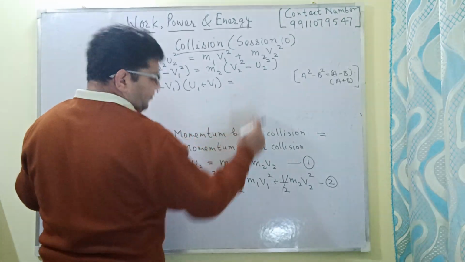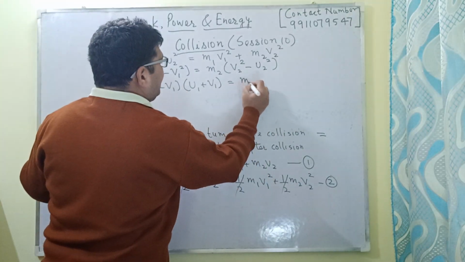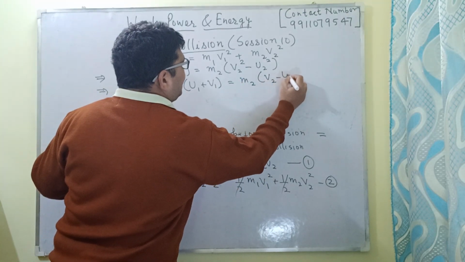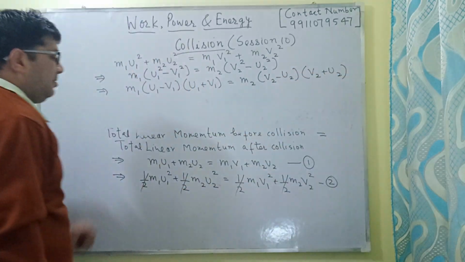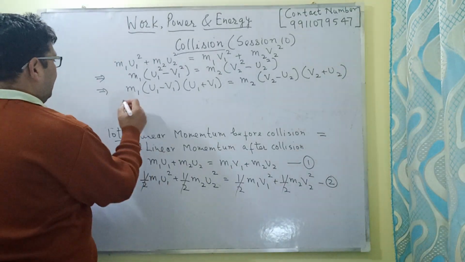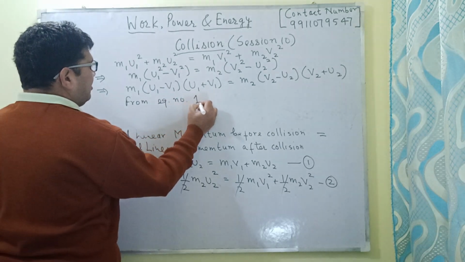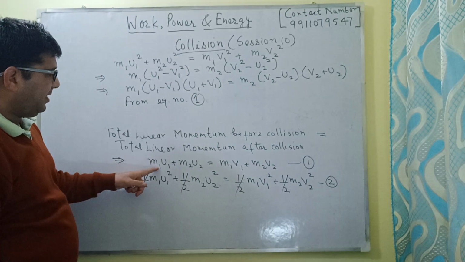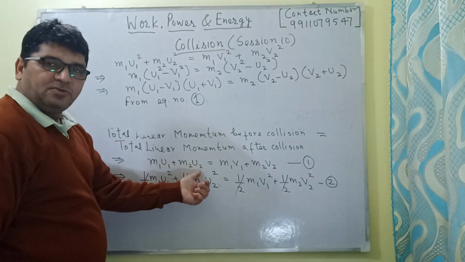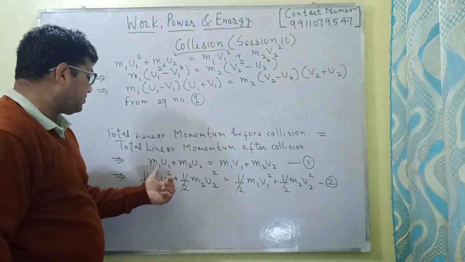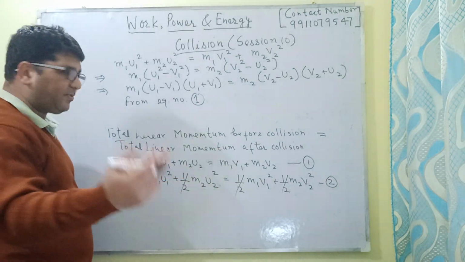Now similarly, this can be written as m2 v2 minus u2, v2 plus u2. Now from equation number 1, m1 u1 plus m2 u2 is equal to m1 v1 plus m2 v2. Now u1 and u2 are the initial velocities, that is the velocities of these two bodies before collision, and v1 and v2 are the velocities after the collision.